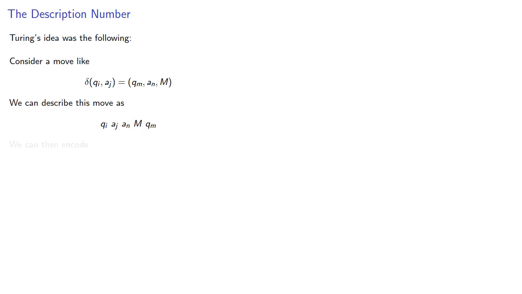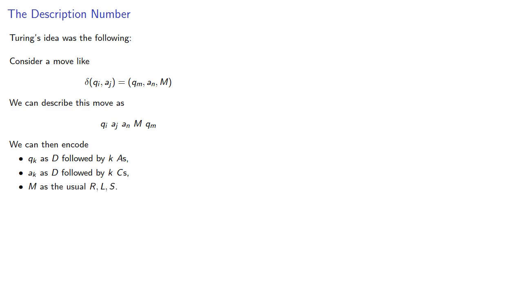We could then encode qk as a d followed by k a's, and so that gives us a way of recording the starting and final state, and then ak as a d followed by k c's. And that gives us a way of recording the symbol read and the symbol written. And then our move is just our standard right, left, or stay.